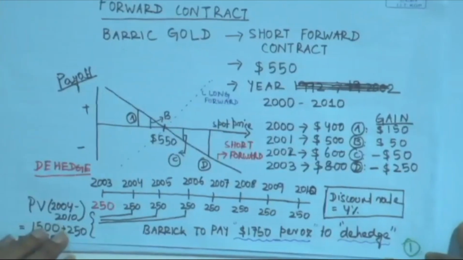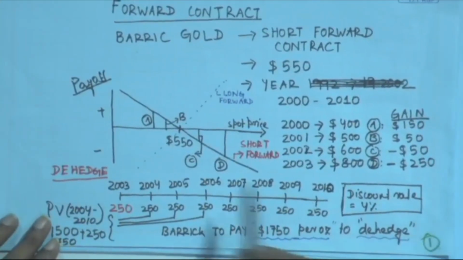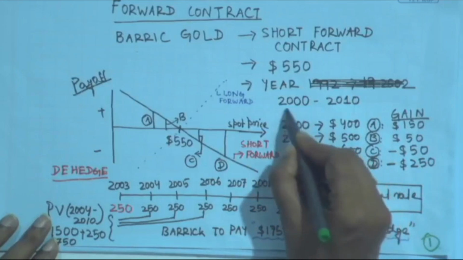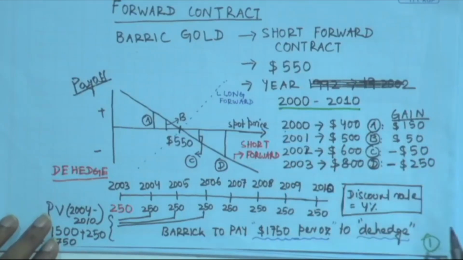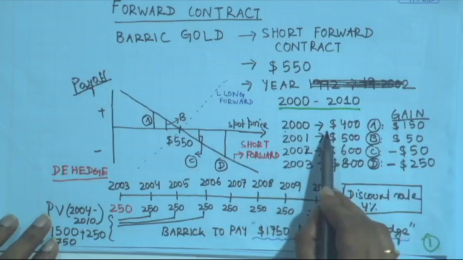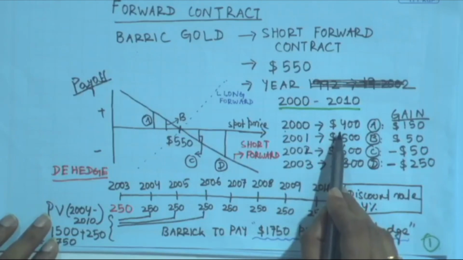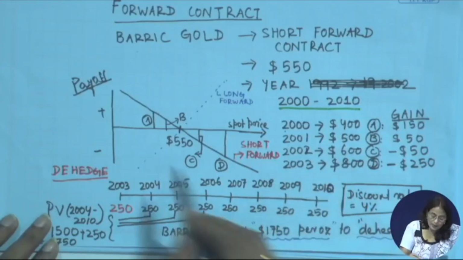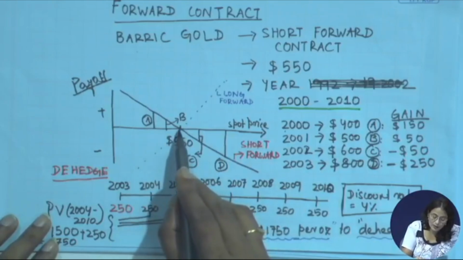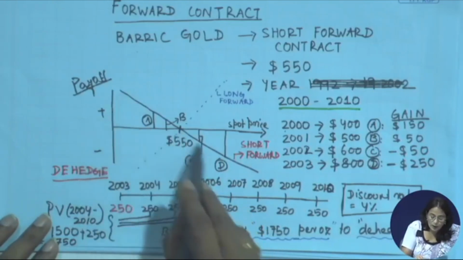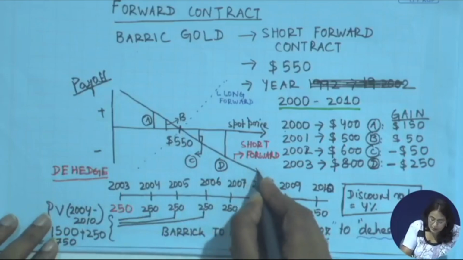Now let's say the contract period is 2000 to 2010. During 2000, suppose the prevailing gold price is around $400. So Barrick Gold is very happy. This is the position: it has entered into a short forward position. So the payoff for Barrick is going to be this line.